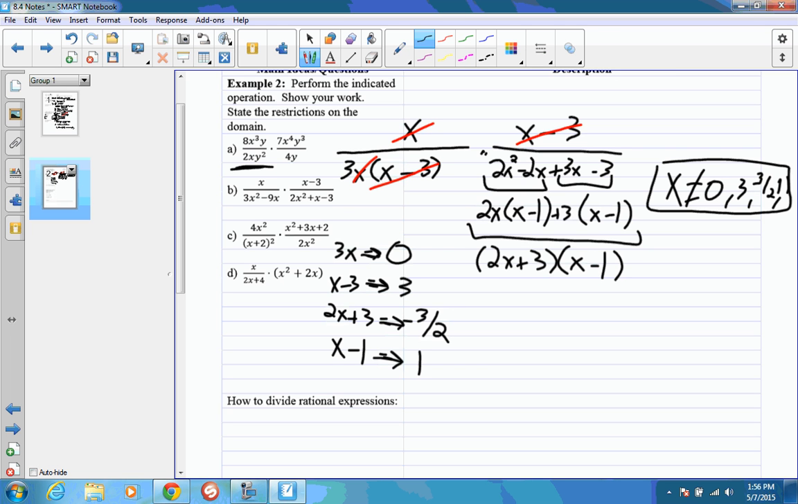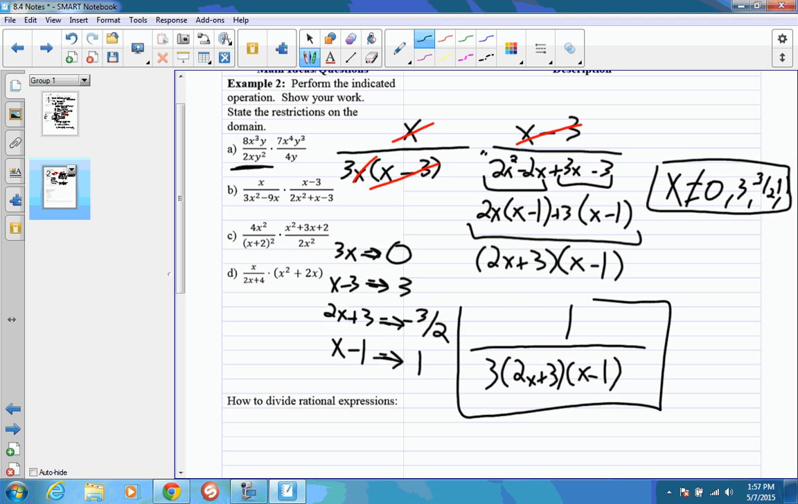Good, so I've got restrictions. I went ahead and did my red ink. So now I'm going to multiply across. This whole thing on the top is what? 1, good. Over, I've got a 3, I've got a 2x plus 3, and I have an x minus 1. And guys, I would just leave your answer like that. Nothing cancels. You don't need to factor anymore. Simplified, right? Leave it just like that.